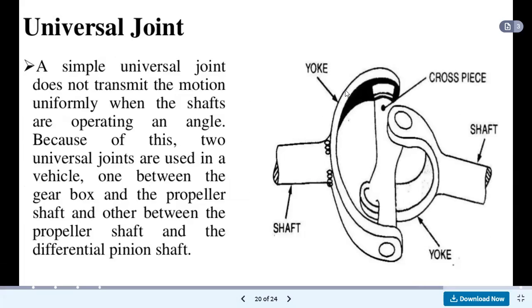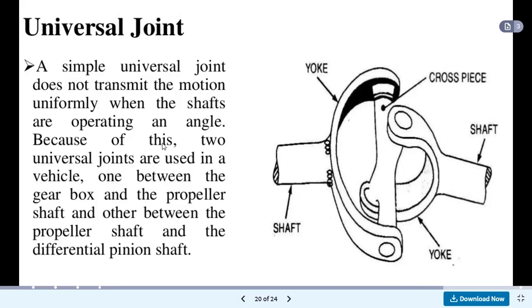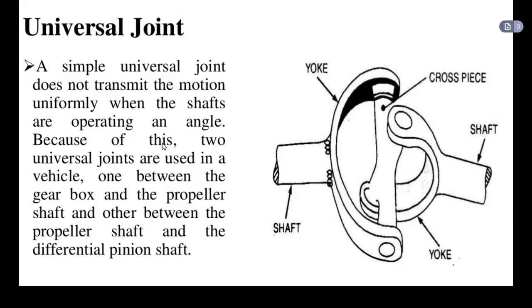From the main shaft, rotation comes onto the yoke, and the yoke is joined with the help of this cross piece. As the yoke rotates, this cross piece also rotates, and the cross piece is connected to another yoke, and this yoke is again connected to the shaft. And on the right side of this shaft, imagine that the propeller shaft is provided. A simple universal joint does not transmit the motion uniformly when the shafts are operating at an angle.